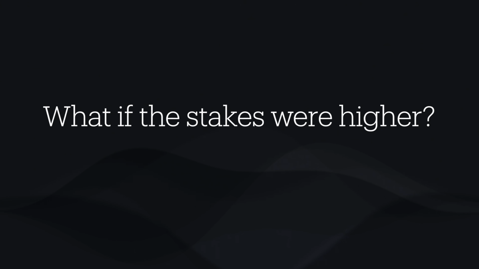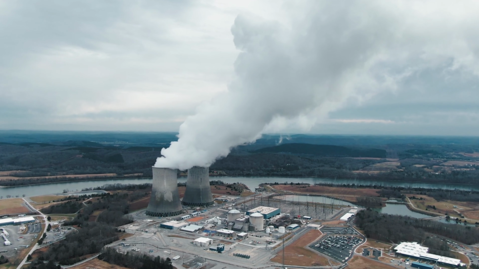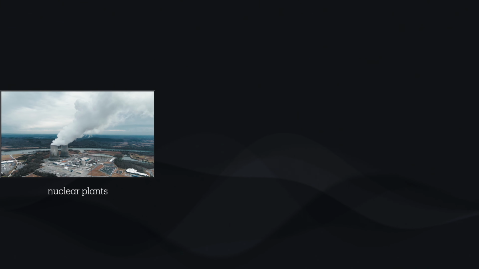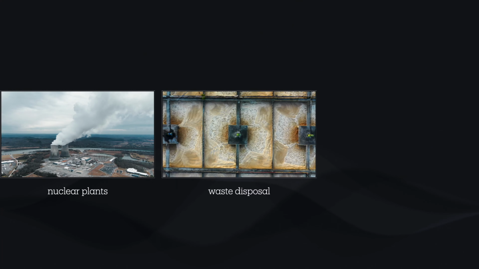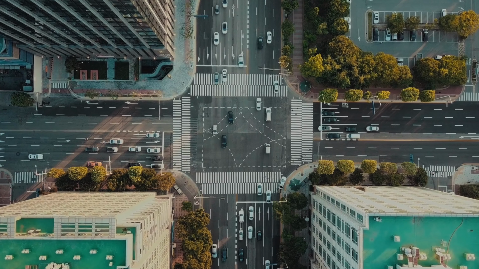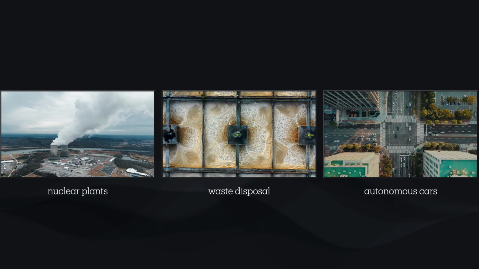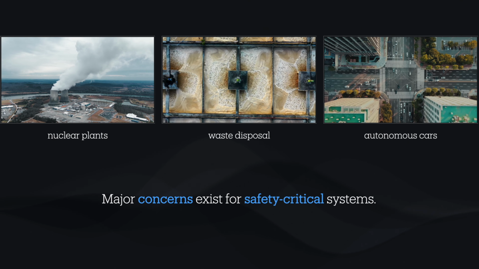So I want to revisit the question that we asked earlier. What if the stakes were actually higher? So think of plants that produce nuclear energy for us. Others that do toxic waste disposal. And a domain that's close to my heart, autonomous cars. So all these domains also have something in common. They're all safety critical systems.